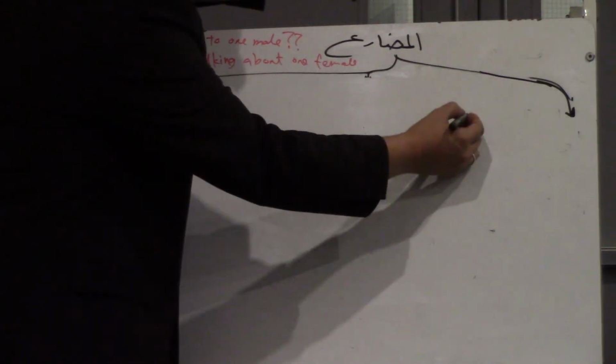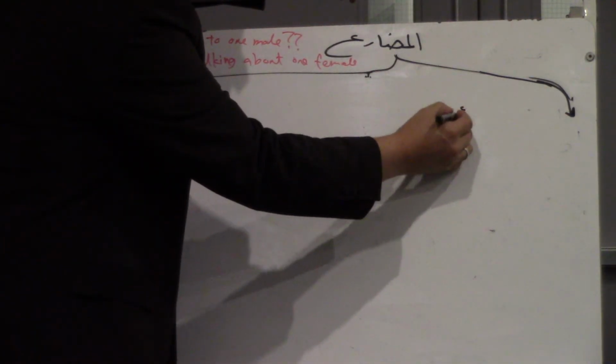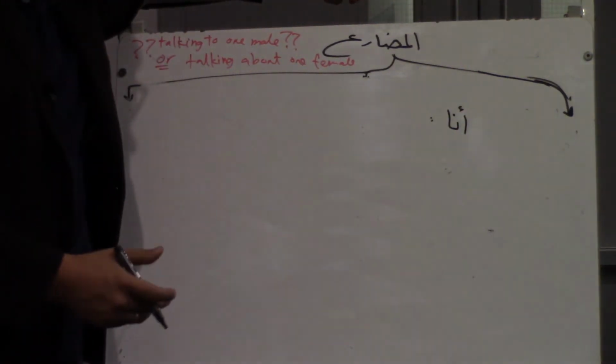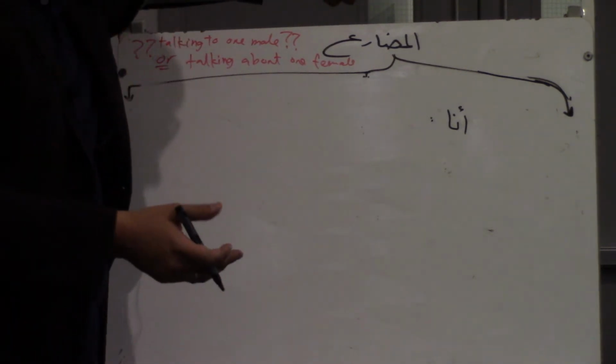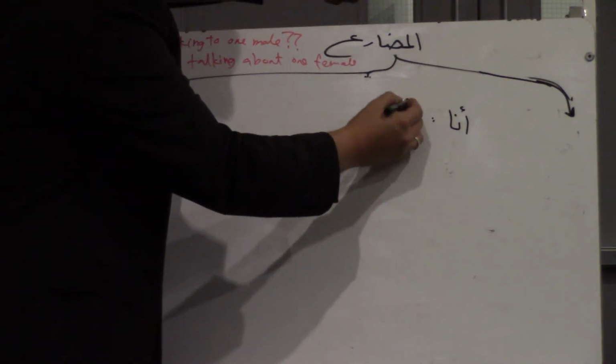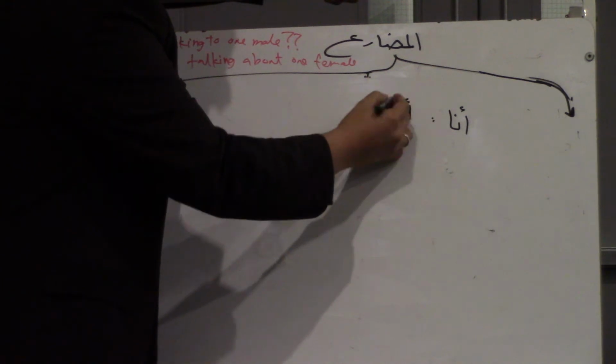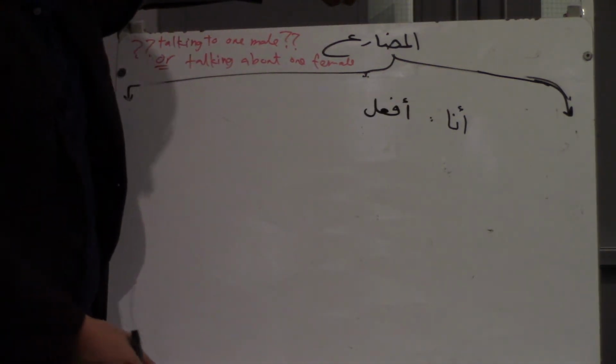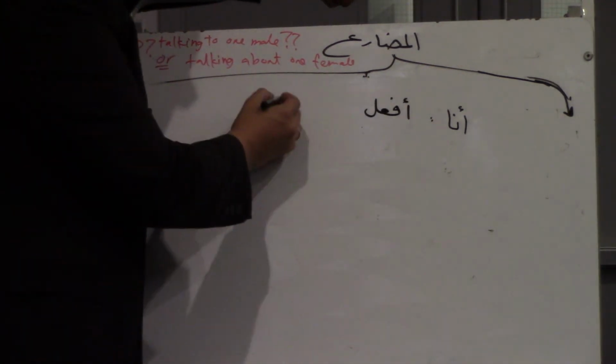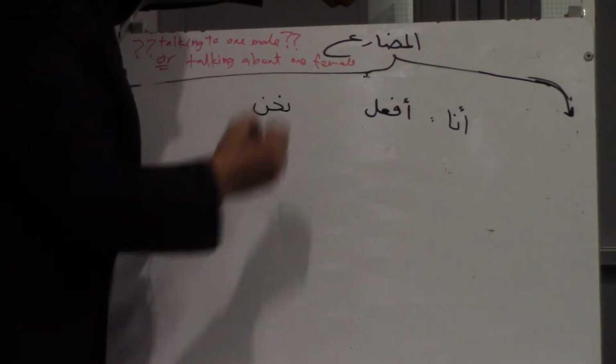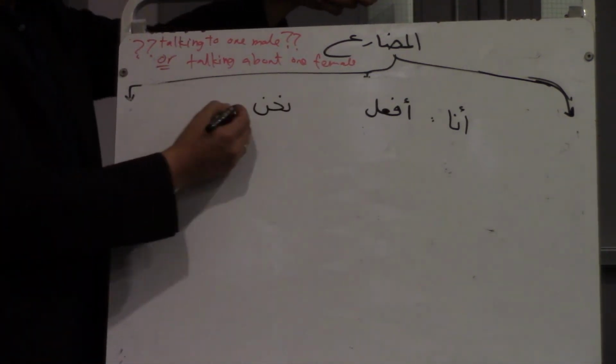All right. So let's do this way. Ana. I want to say I do something. So I would say ana أفعل. All right. نحن. We. نحن نفعل.